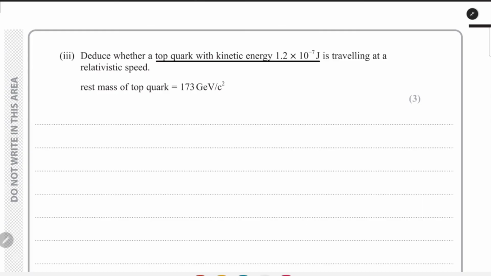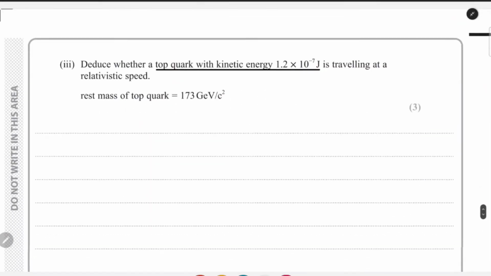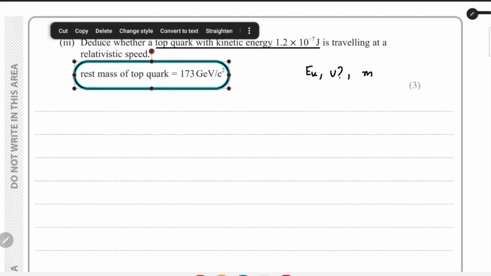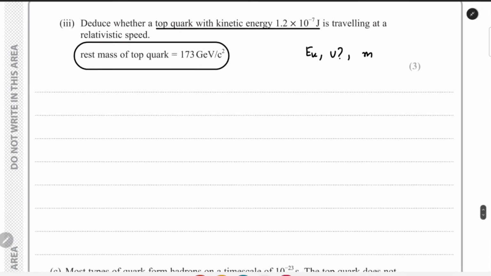First I have to find the mass of the top quark in kgs. Since I know the kinetic energy and want to find the velocity, for this I need the mass as well. So I need to convert this mass over here from giga electron volt per c square to kilograms. To do so, I'll have to do some calculations over here.